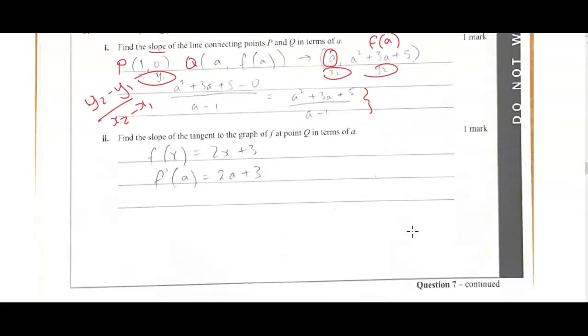All right, find the slope of the tangent to the graph of f at point Q in terms of a. So the slope of the tangent, well, the slope is the same as your derivative, all right? Your gradient, the derivative is your gradient function. So I found my gradient function, 2x plus 3, and then substituted in a, and I get 2a plus 3. So that's the slope of the tangent. All right, we don't know what a is, so it's just in terms of a.